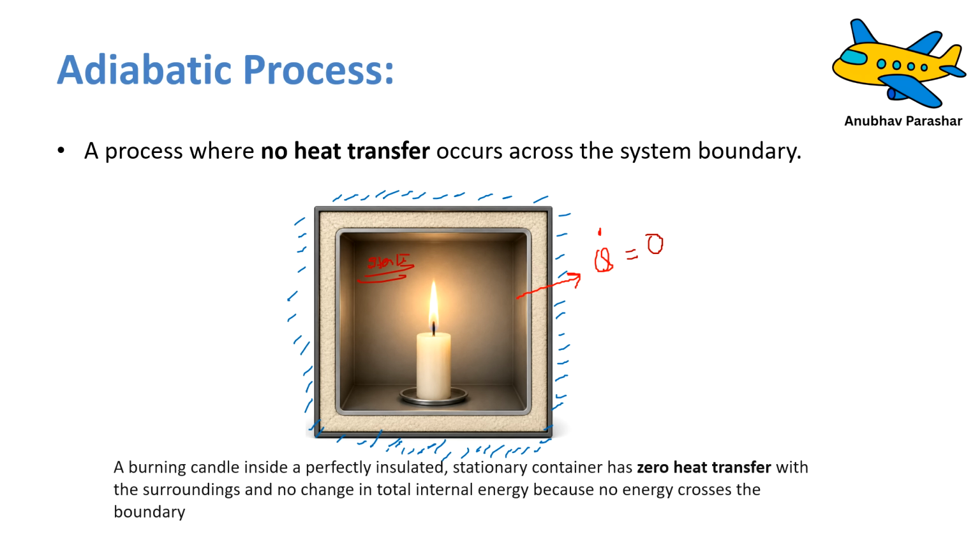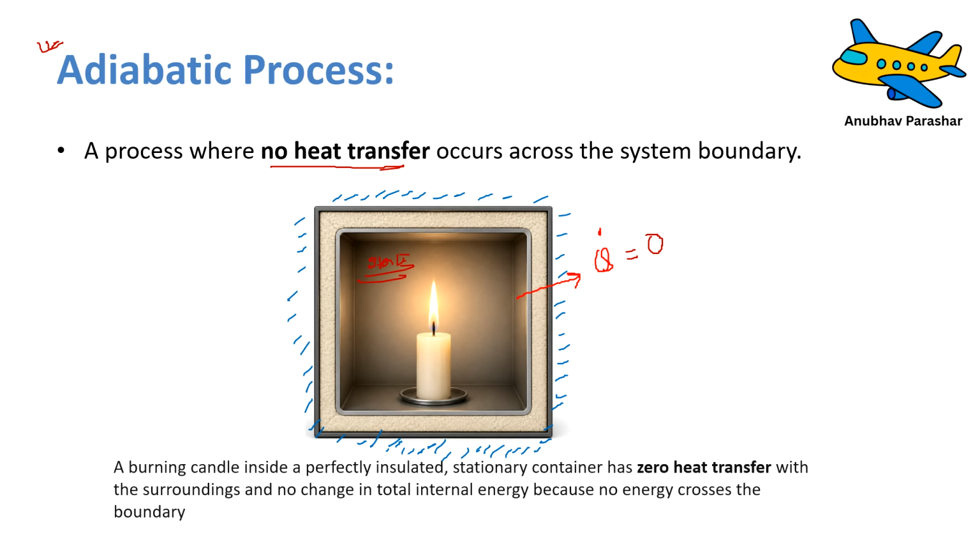The state of the system inside is changing. It is at a certain temperature, the temperature has changed, right? But there has been no heat transfer. And such a process where there is no heat transfer, we call those processes adiabatic processes.